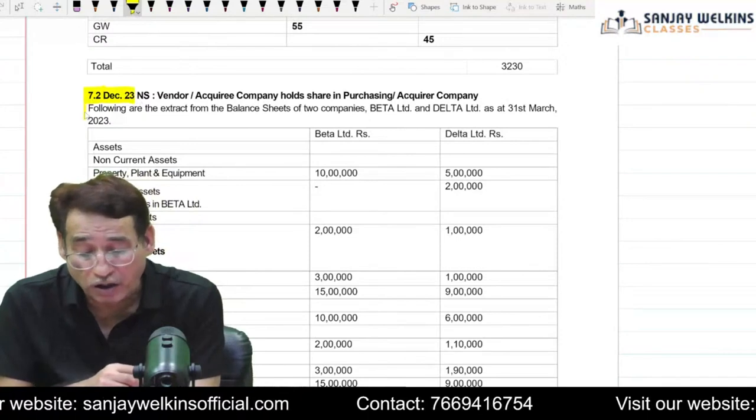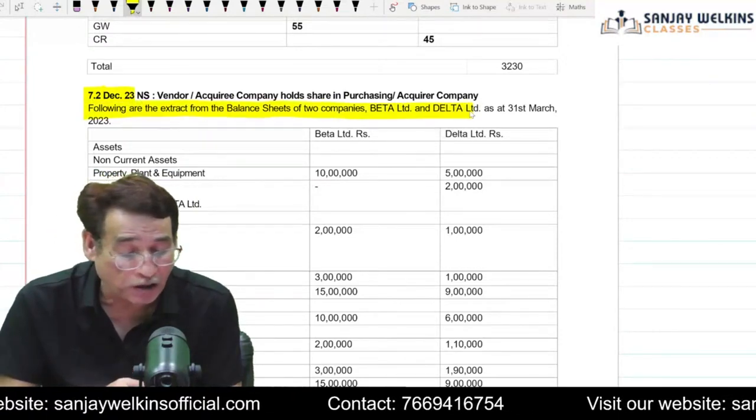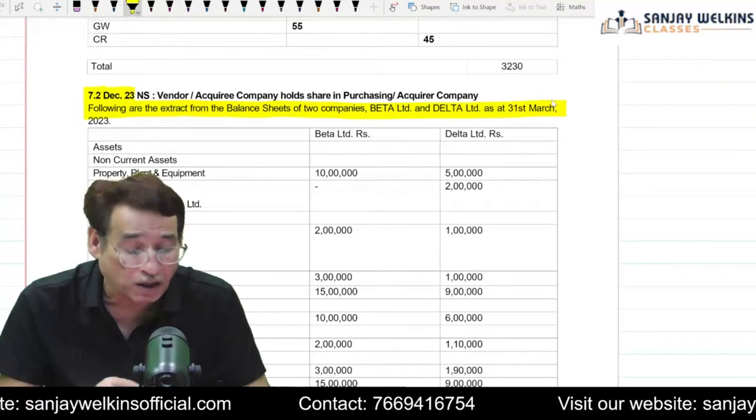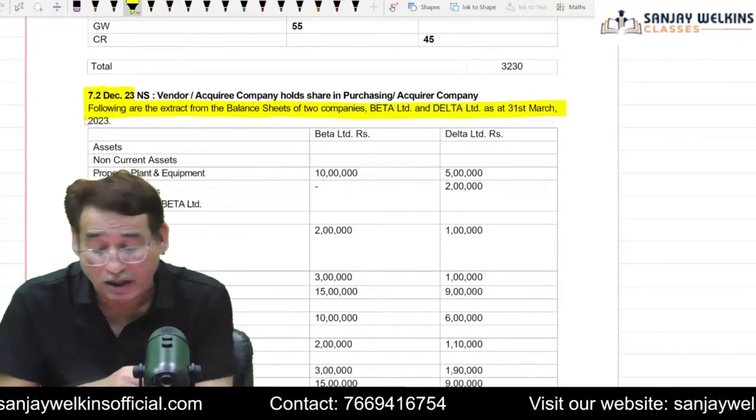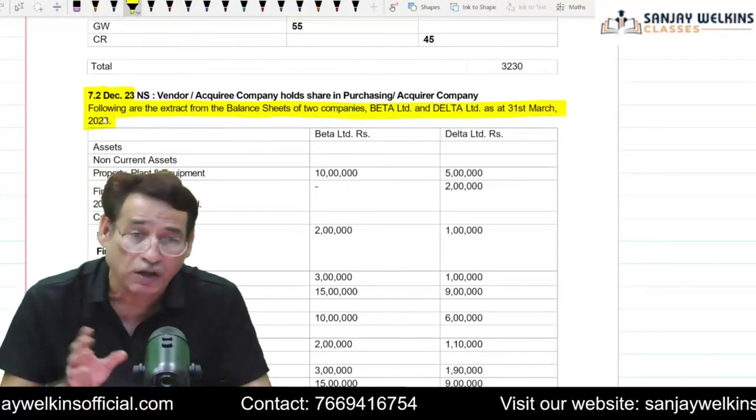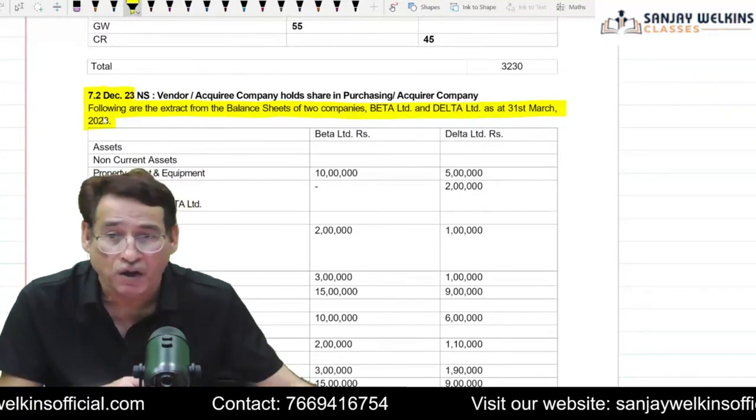Now, in this question, it is given: following are the extracts of the balance sheet of two companies, Beta Limited and Delta Limited, as at 31st of March 2023. Is it clear to you or not?